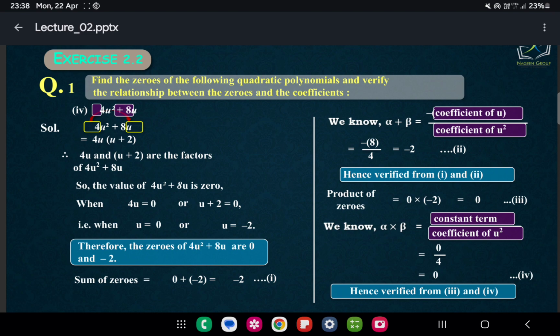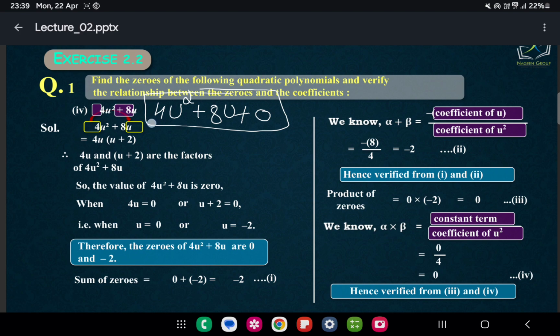Here we will see the problem 4u square plus 8u. Here the constant is not given, so we have to take that plus 0. This is the first step we have to do: 4u square plus 8u plus 0. Here instead of x they have given u.